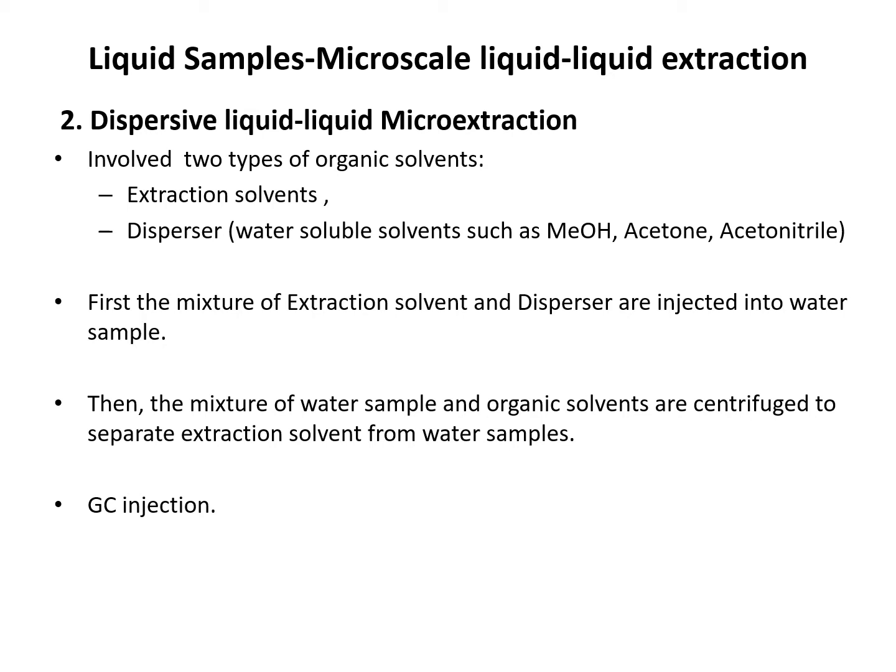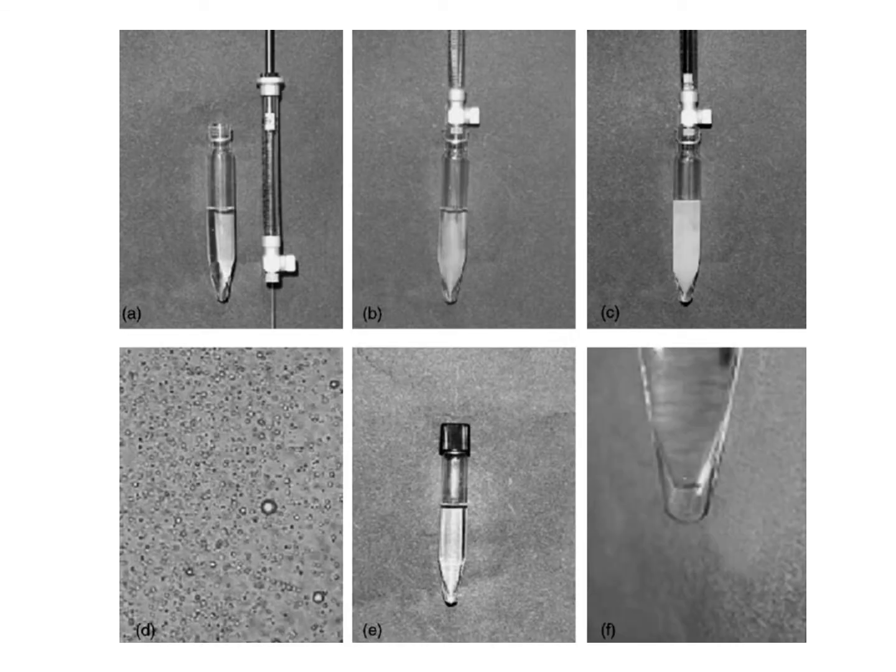So first, the mixture of the extraction solvent and disperser will be injected into the water samples. Then the mixture of the sample and organic solvent will be centrifuged to separate the extraction solvent from the water samples. Then finally we will inject into the GC. So class, this is an example of the procedure, as shown in the figure here. You may refer to this.